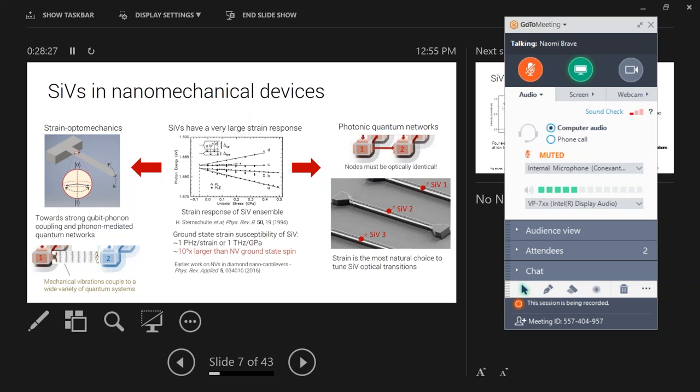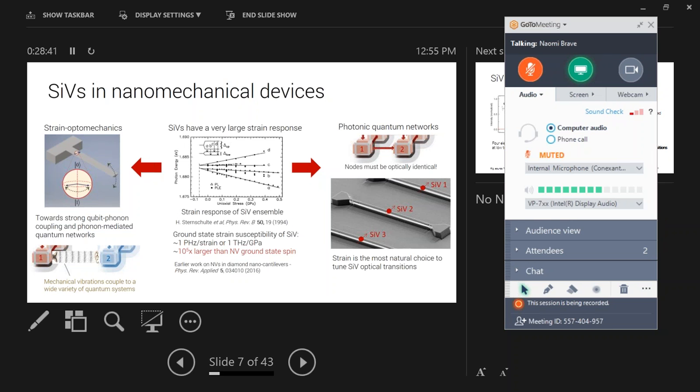And when it vibrates, the strain at the site of the color center oscillates at the frequency of the mechanical mode. And you can use this to basically create an interaction between the color center and this mechanical mode. What is this useful for? If you have, say, 2 qubits inside this resonator, then you can basically couple them via the mechanical mode, much like you can do it with light. The physics is very similar.